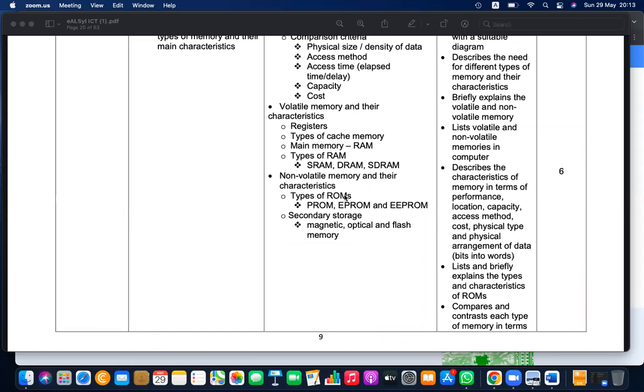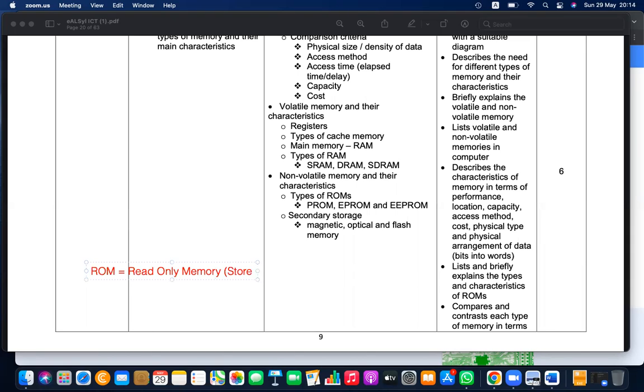So that is volatile. Non-volatile memories are basically secondary storage, which we have already discussed: optical storage, flash memories or SSDs. So those are non-volatile. And in addition to that, there is another non-volatile memory, which is ROM, or read-only memory. ROM or read-only memory stores data written by the manufacturer.